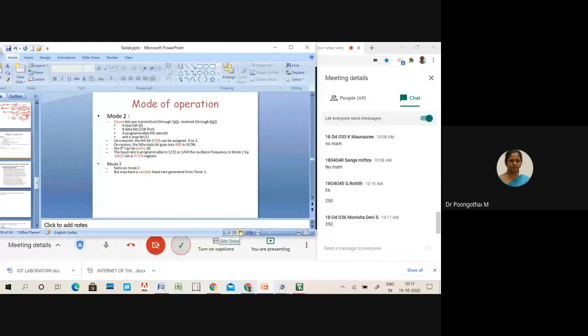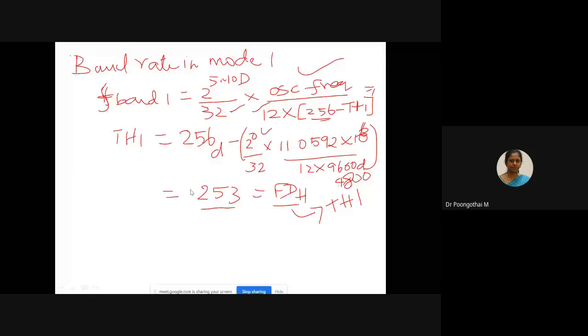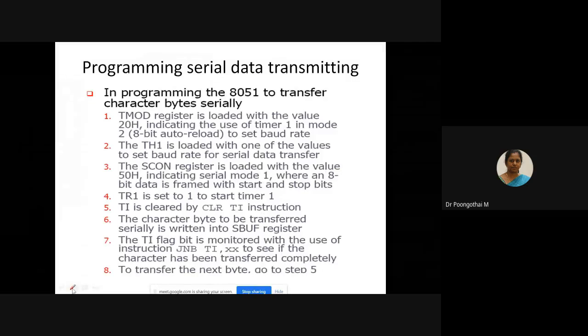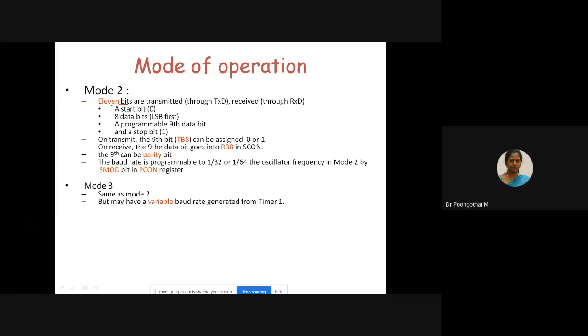So that's all about your mode 1. Mode 1 is very important. Okay. Mode 2. In mode 2, it's 11-bit transmission. 11 bits are transmitted and received via TXD and RXD. Your 11 bits include the start bit, 8-bit data, a programmable 9th data bit, and the stop bit. Here the 9th data bit is the parity bit from PSW.